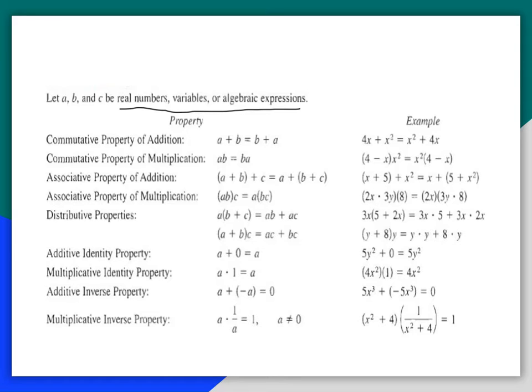Then we have the distributive property. This is one that we use rather frequently and you should be very familiar with. So with that distributive property, we get the idea that A can be multiplied through to those parentheses. And when we do that, it multiplies to each term in those parentheses. So A times the quantity B plus C becomes AB plus AC.